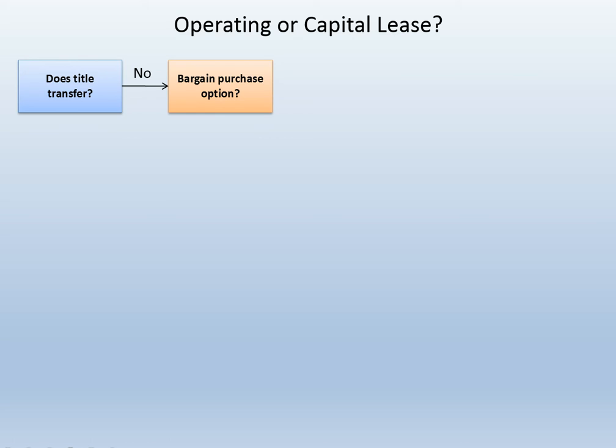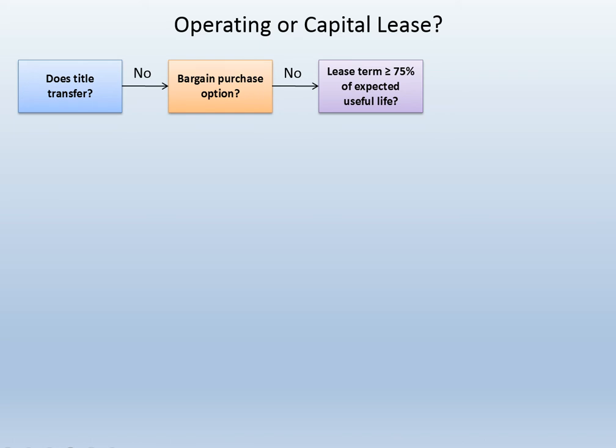But if the lease says we'll determine the fair market value of the asset at the end of the lease, and you can buy it for that if you want, then that would not be a bargain purchase option. And so in that case, we would again answer no to that question. The third criteria is, is the lease term greater than or equal to 75% of the expected useful life?